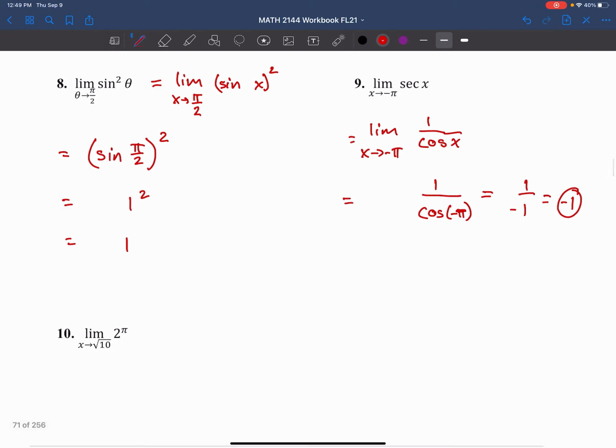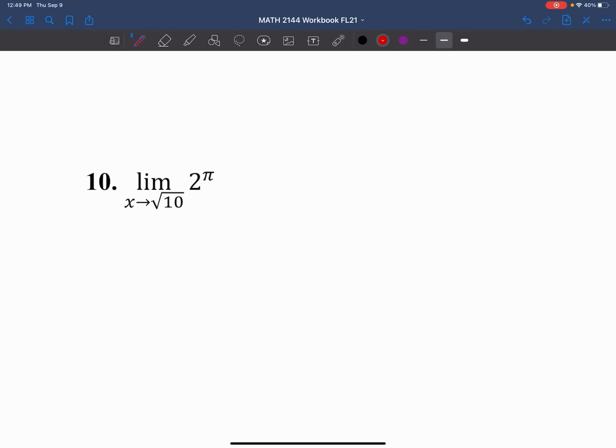So one thing to also keep in mind is number 10. There's a lot of weird symbols here. The limit as x approaches the square root of 10 of 2 to the pi. But my suggestion is, again, always make sure you think about what type of function. What type of function is 2 to the pi? Constant to a constant is a constant. Think about this as 2 to the third. 2 to the third is 8. So this is approximately 8.